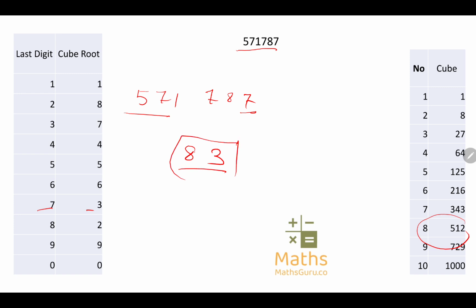You can find the cube root of any number up to 6 digits using this formula. You just have to do one thing: split the number into two parts, the last 3 digits and the remaining digits on the left-hand side. And then using this table, you can find it out.